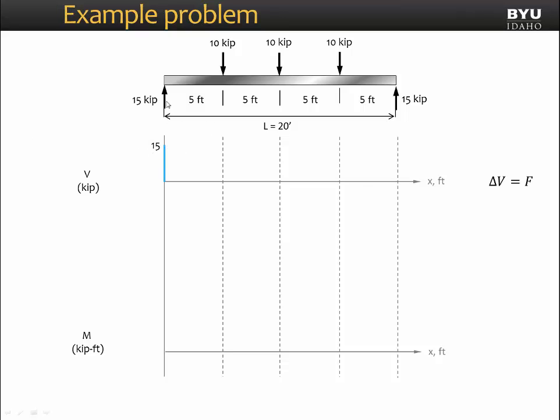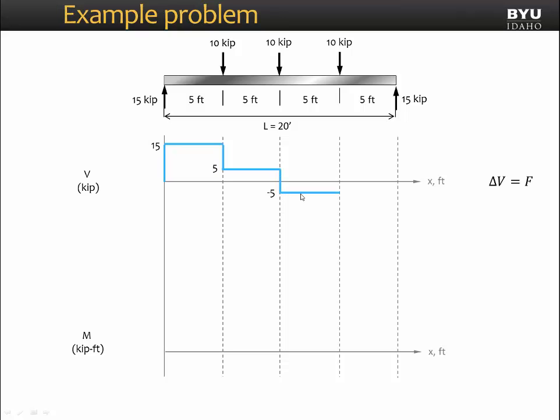For the next 5 feet, there are no loads applied. So the internal shear will remain constant at 15 kips. When we get to 5 feet, we have a 10 kip load applied. This will cause our shear diagram to jump downward by 10 kips. We will end up at 5 kips. And because there are no other external loads applied for the next 5 feet, the internal shear force will remain at a positive 5 kips. When we get to 10 feet, we have another 10 kip load applied, so we will jump down 10 kips. From positive 5, we end up at negative 5 kips.